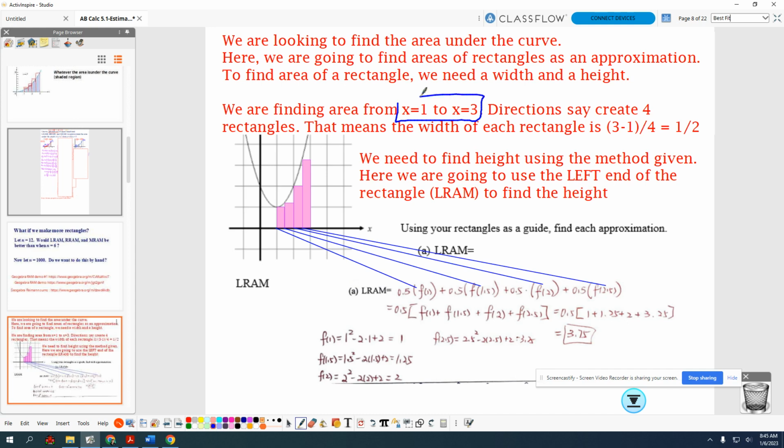from x equals 1 to 3, which is 2 units, but we wanted to create 4 slices. So each width of those rectangles is half. And here we made the calculations quicker by factoring out that half, and then finding the heights for LRAM: the height at 1, the height at 1 1/2, the height at 2, and the height at 2.5. That's how we get area under the curve with the left rectangle approximation method.